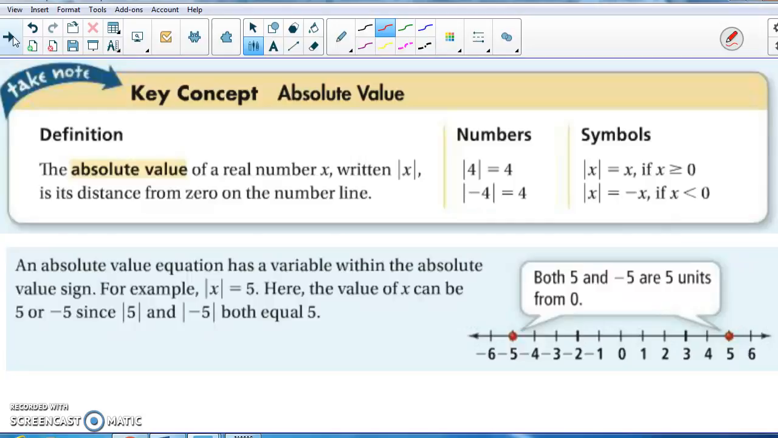So, an absolute value equation has a variable within the absolute value sign. For example, the absolute value of x is equal to 5. Here, the value of x can be 5 or negative 5 because the absolute value of 5 and the absolute value of negative 5 both equal 5.